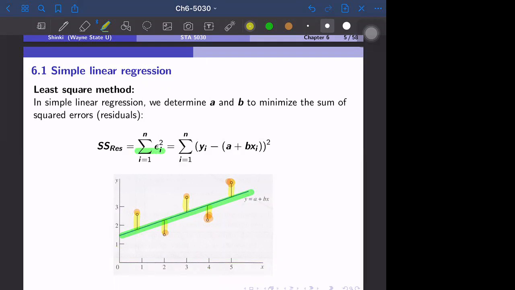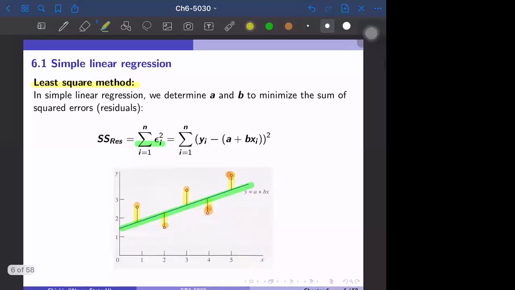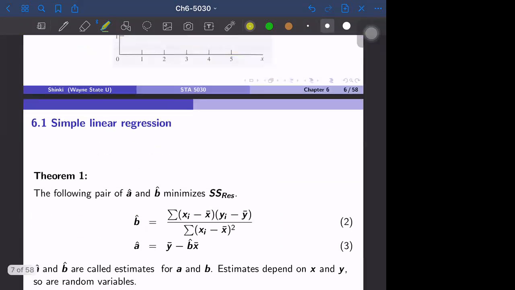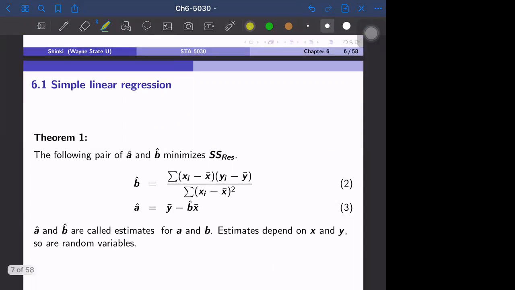That is called the least square method. This is basically the standard method to estimate the regression line. Maybe you have seen this kind of regression line in newspapers or some other articles, and this is determined by this rule. And how to estimate A hat and B hat? Later we will prove it, but here we have just some formula.